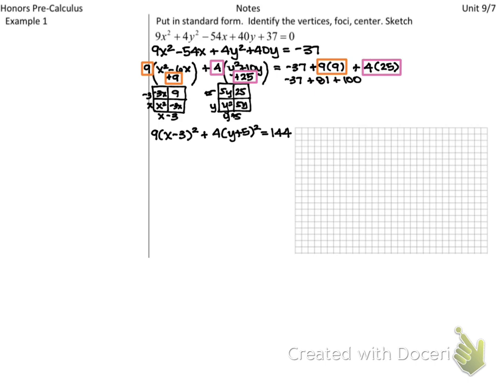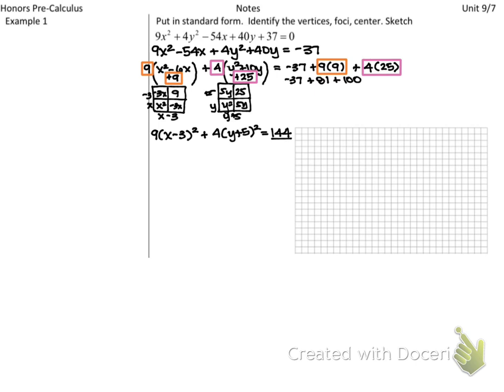Okay, so now if this were a circle, we would stop here. It's clearly not a circle, though. I can tell just by looking at this, the fact that there are numbers in front of my x squared and my y squared. Like, that's a dead giveaway. Those numbers are not the same. If they were exactly the same, it's a circle. But they're not exactly the same, so it's not. So I need to go through, and I need to make this equal 1.